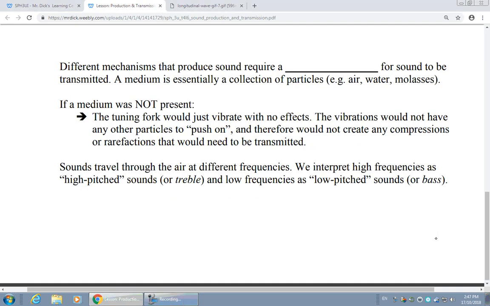So the key that we have to keep in mind in all of this is that any of these mechanisms that produce sound, they all require a medium for that sound to be produced, which means they need some kind of particles in the way. It's just a collection of particles. So they could be air particles or water particles or some thick liquid like molasses or even a solid like iron or steel. As long as there's particles that can vibrate and transfer that vibrational energy down the line, we can produce a sound wave and allow that sound wave to travel.